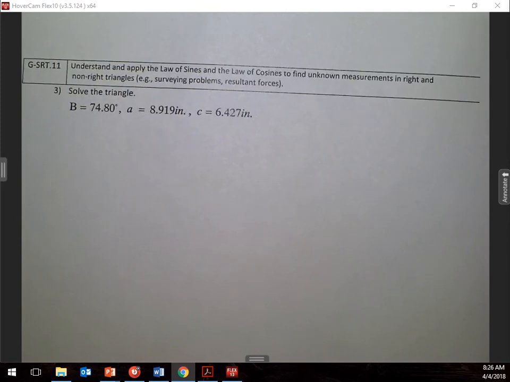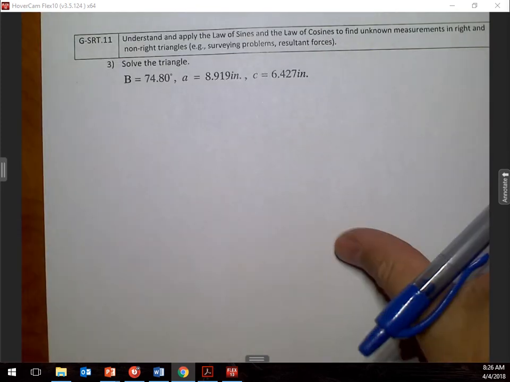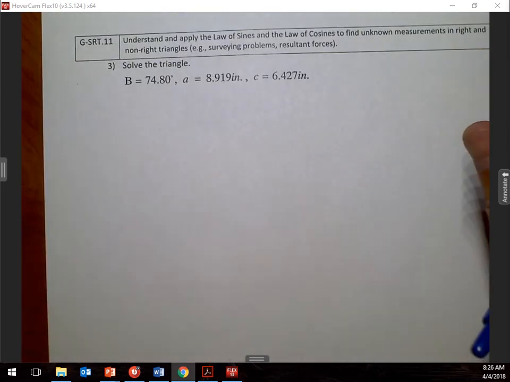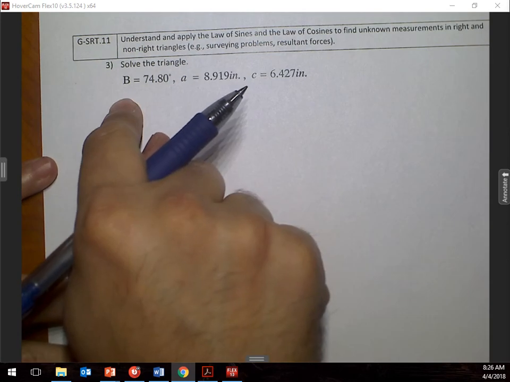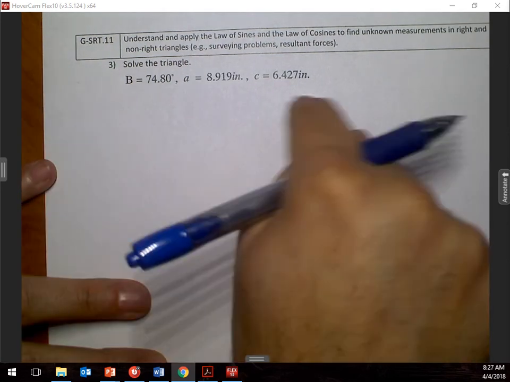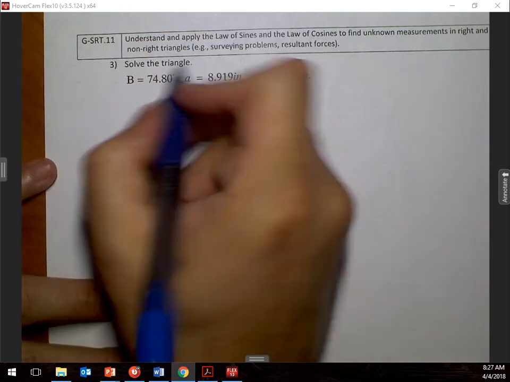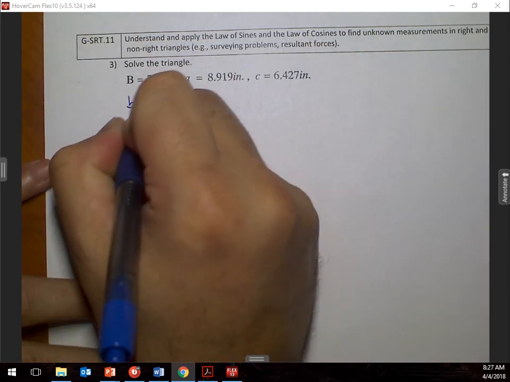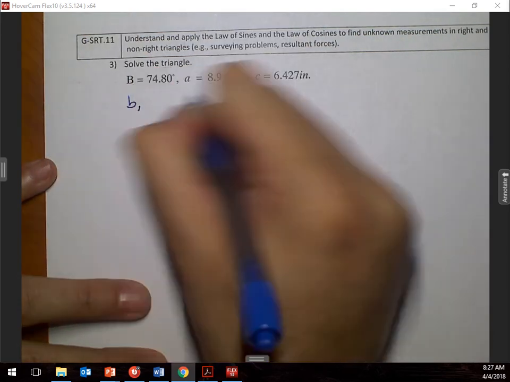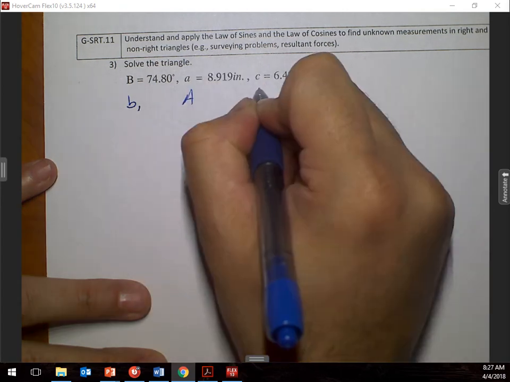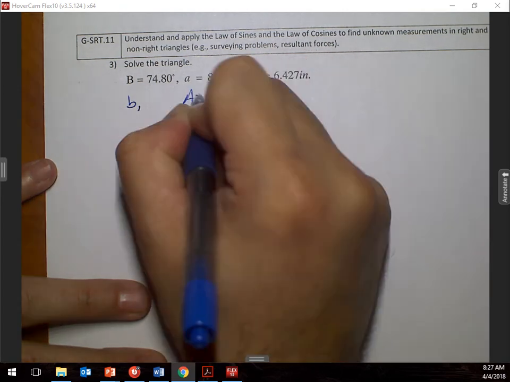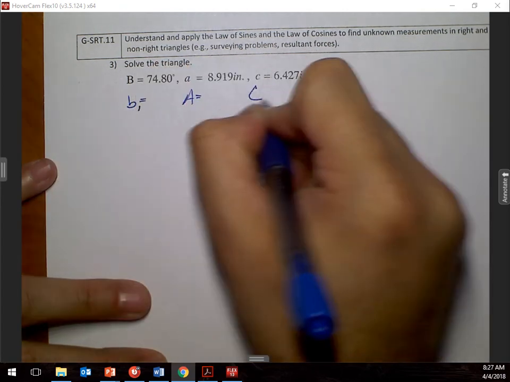Oh, this is so easy. Now, it says solve the triangle. If it says solve the triangle, what am I solving for? The triangle. Everything, right? So I'm going to make a list up here of all the things I'm going to solve for. If I have big B, I need to solve for little b. Big A and big C.